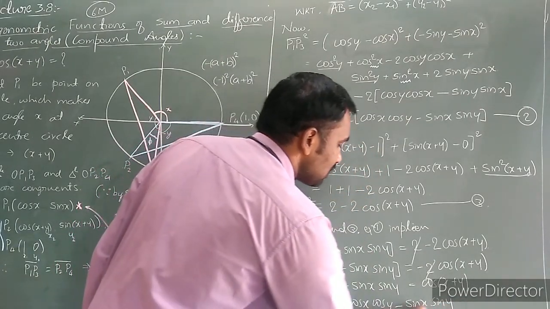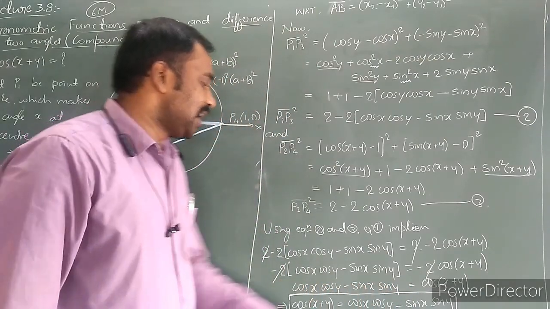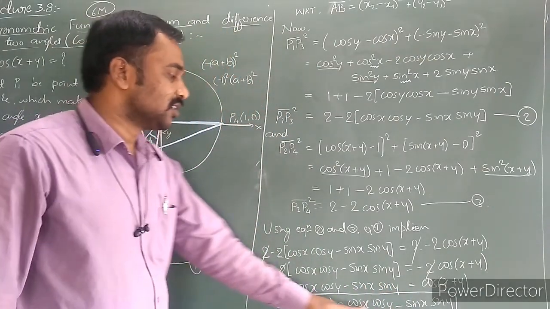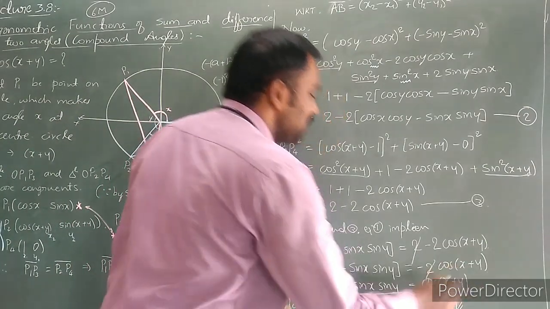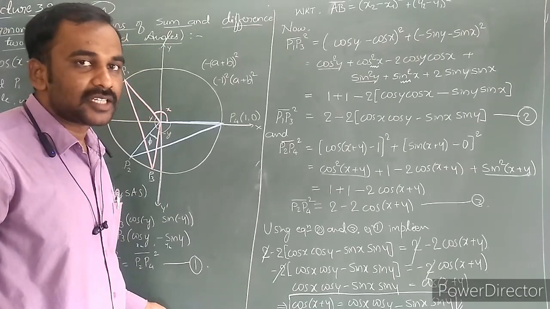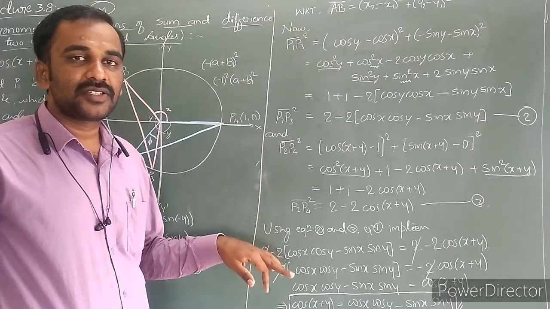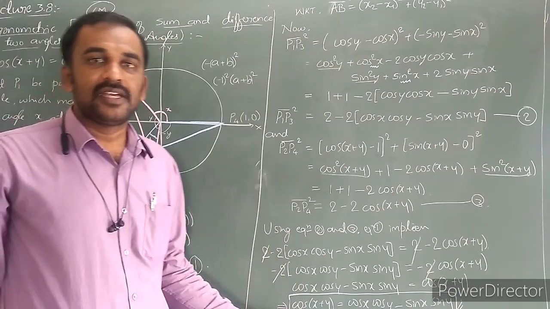Required formula for the cos of x plus y is how much? Cos x cos y minus sin x sin y. This is the required formula. If you write this much in the examination, you will get 4 marks out of the 6 marks. To get the remaining 2 marks, one problem will be given.